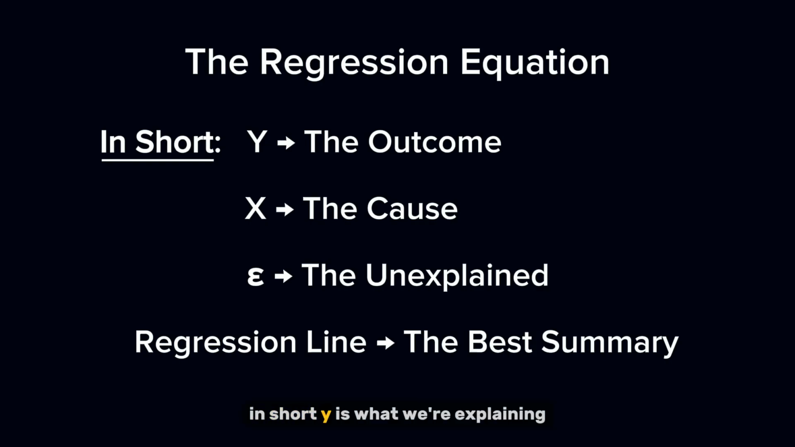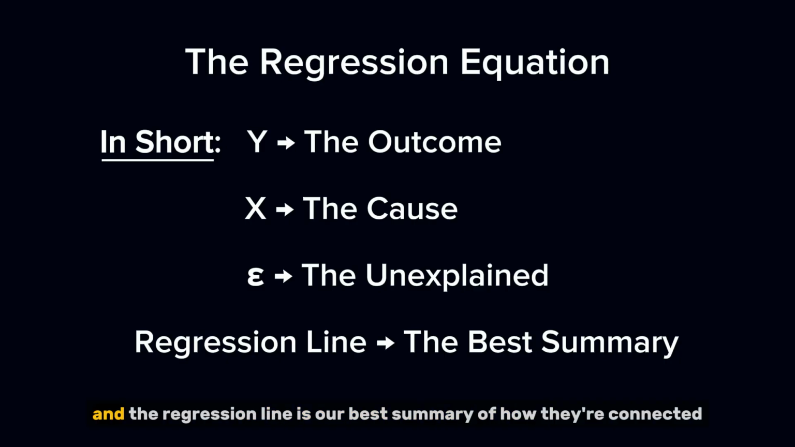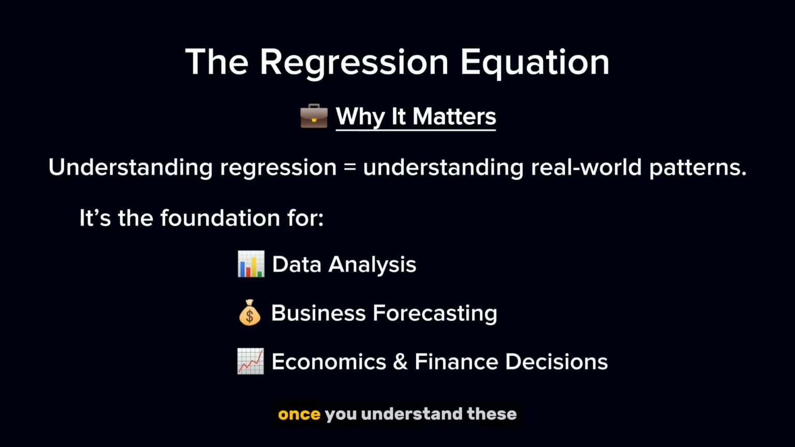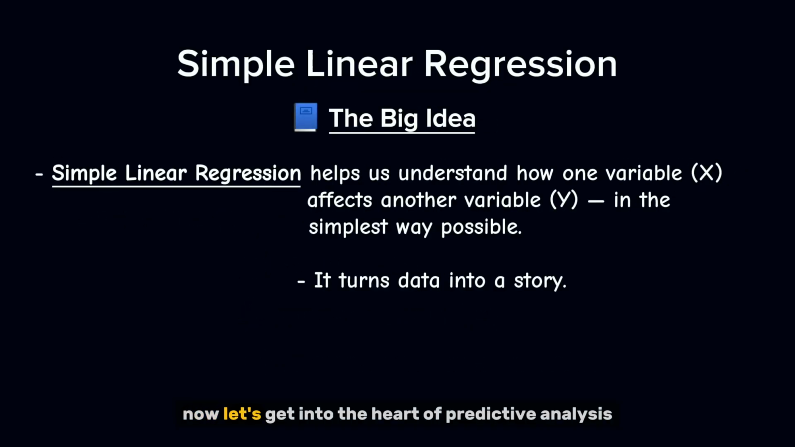In short, Y is what we're explaining, X is what we think causes it, epsilon is what we can't predict, and the regression line is our best summary of how they're connected. Once you understand these, you've got the foundation for everything in data analysis, economics, and business forecasting. It's that simple. Now let's get into the heart of predictive analysis, the simple linear regression model.